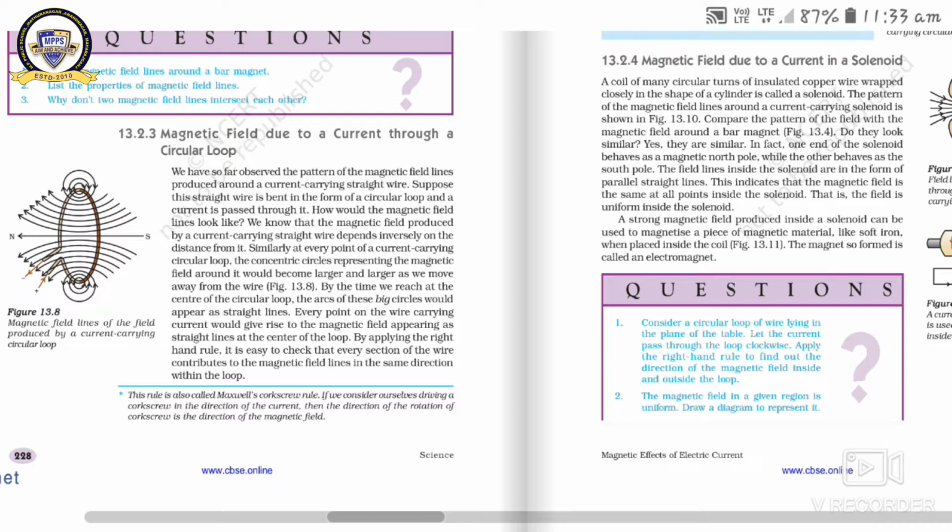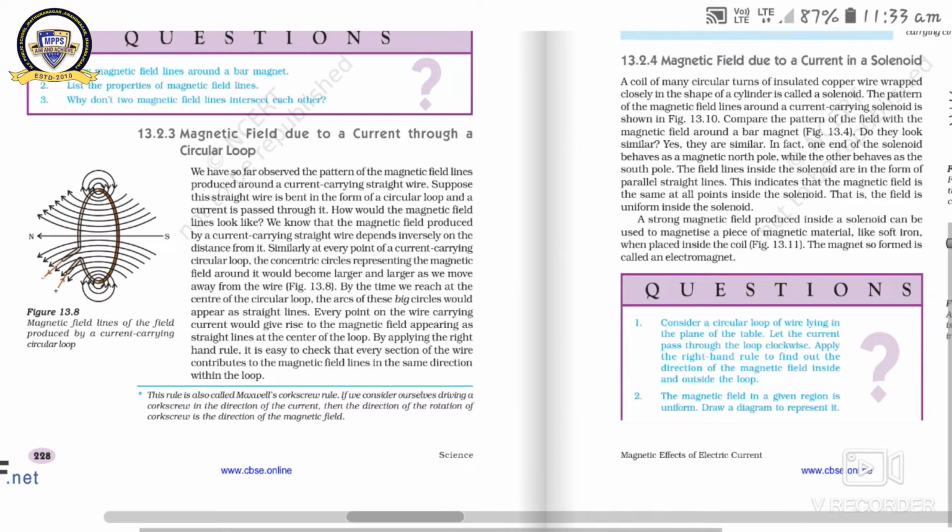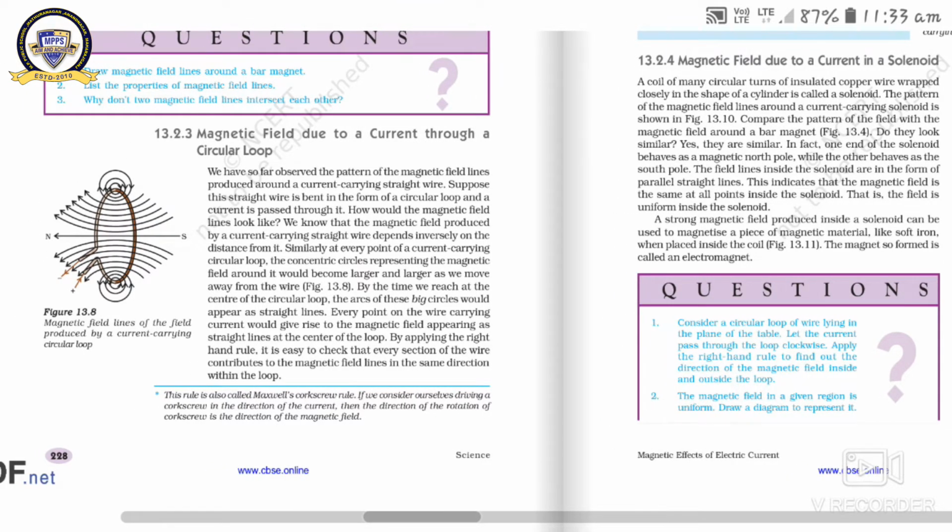By applying the right hand rule, if we stretch the thumb of the right hand in the direction of the current, the curled fingers show the direction of the magnetic field. It is easy to check that every section of the wire contributes to the magnetic field lines in the same direction. So this is the magnetic field due to a current through a circular loop.